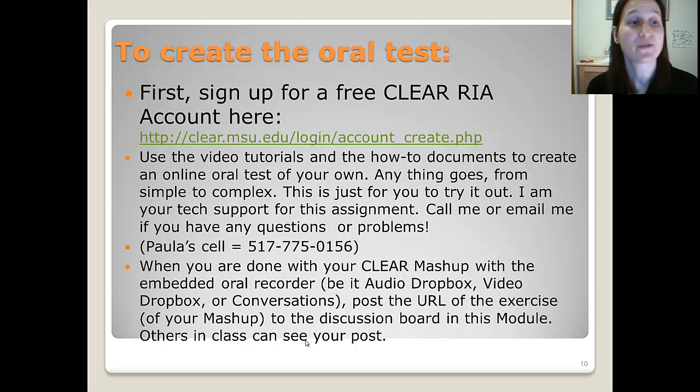But what you need to do first is sign up for a free Clear RIA account. And here's the information, the URL where you can get it, and that's also in the next step. Then use the video tutorials and the how-to documents to create this online test of your own. So anything goes, from simple to complex. This is just for you to try it out. I'm your tech support for this assignment. Call me or email me if you have any questions or problems.